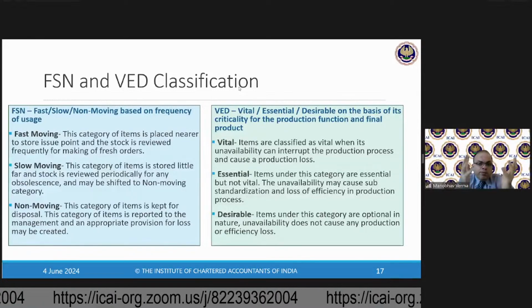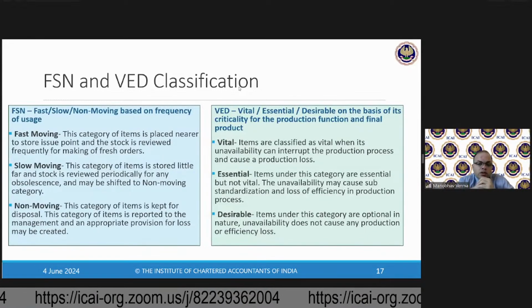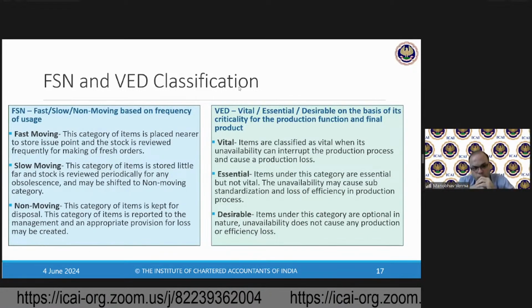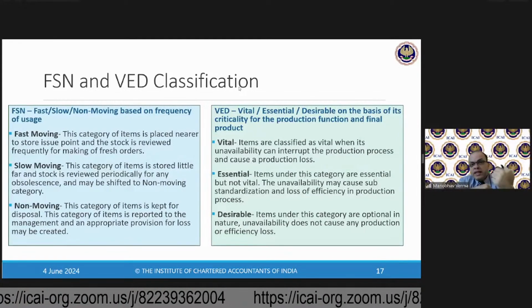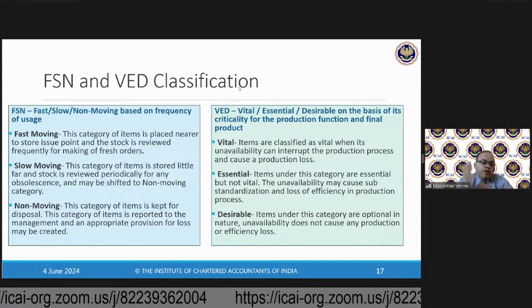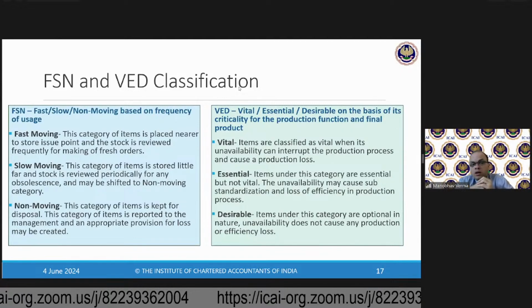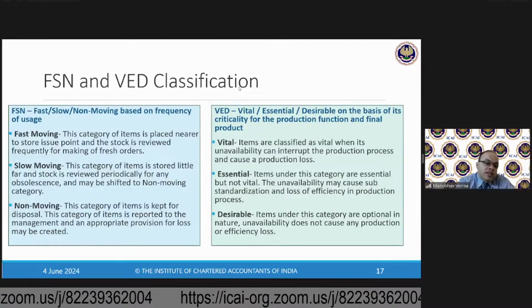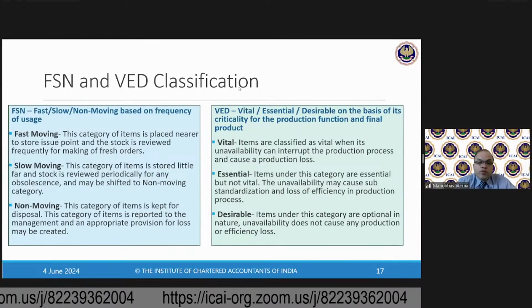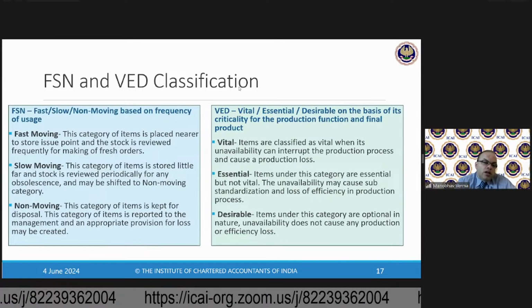So, for example, if we are not having a periodical review, then definitely we are missing out on a lot of things. We may end up with a stock out of a fast moving item, versus ignoring the non-moving or keeping too much of the non-moving items. So we want to avoid these situations, and that's why control becomes very, very important.